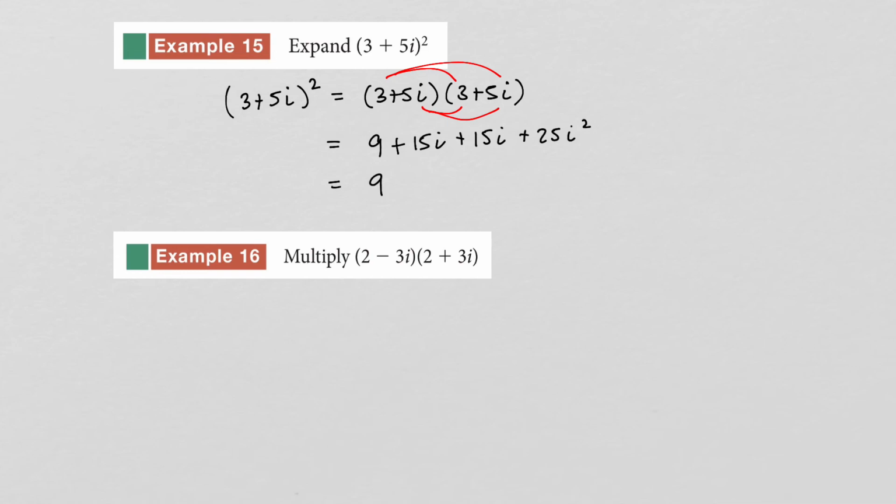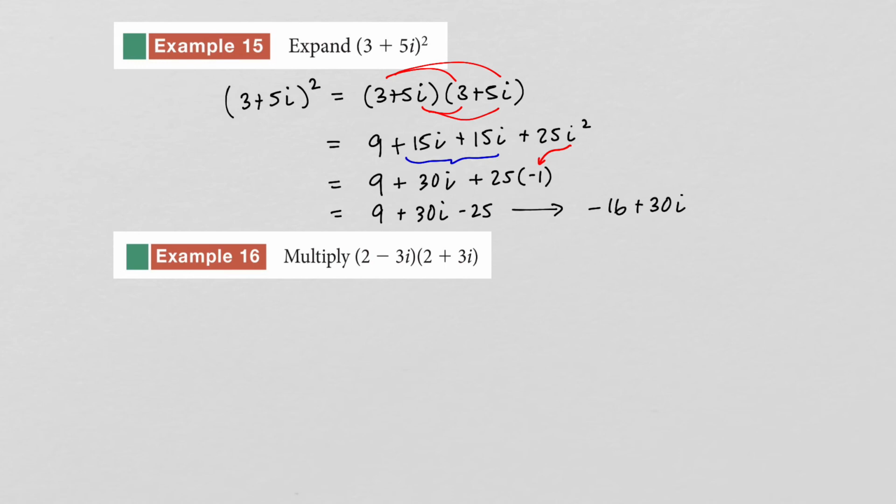Simplifying, we have 9 plus 15i plus 15i is plus 30i. And then we have plus 25 times i squared, and i squared we know is negative 1. And so we end up getting 9 plus 30i minus 25. And combining 9 minus 25, we have negative 16 plus 30i.